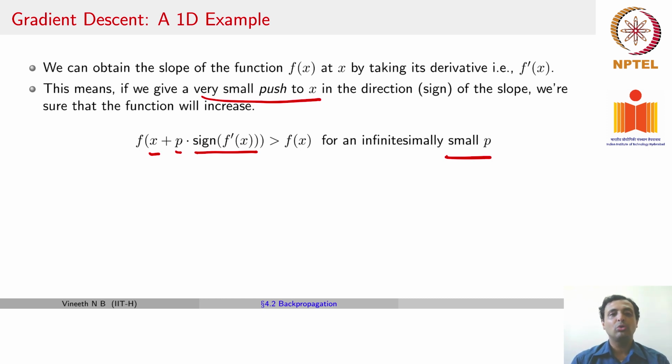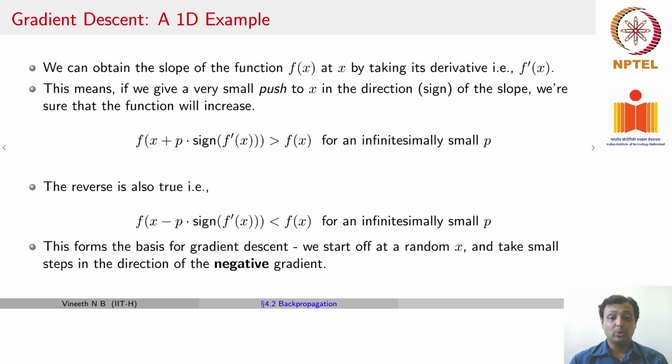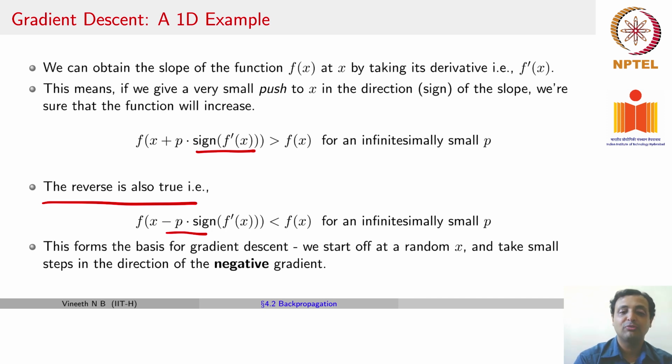So that's going to give you a function value which will be greater than f of x. You could now ask me the question, what if the sign itself was negative? Would f of x plus p dot sign of f prime of x be greater than f of x? Of course, yes, right? Because that's how the gradient is defined. So if your sign is negative, the reverse is also true, which means if you take one step in the negative direction of the gradient, your function value will become lesser than the function value that you had at x.